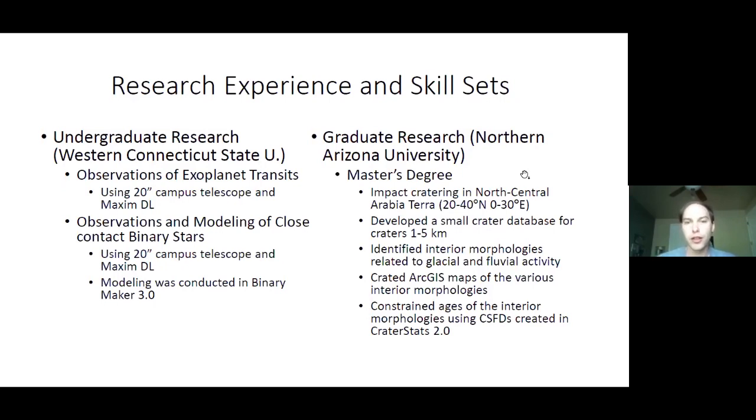My graduate research was more in depth, and actually it was a change from what I did in my undergraduate research. So my graduate research was done at Northern Arizona University. I have a master's degree in applied physics and planetary science, and during that time I looked at impact cratering in north central Arabia Terra. I developed a small crater database with about 2,200 craters between 1 and 5 kilometers, looking at several different types of interior morphologies. And I mainly looked for ones that were related to glacial and fluvial activity. I did look at some tectonic features as well as aeolian and complex features.